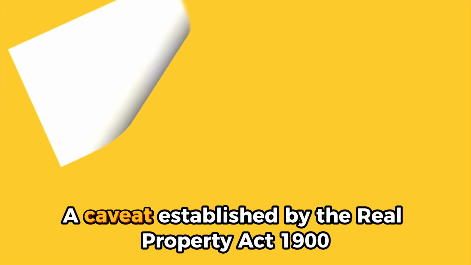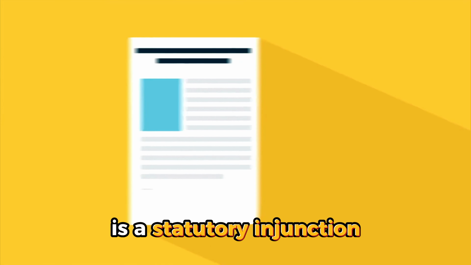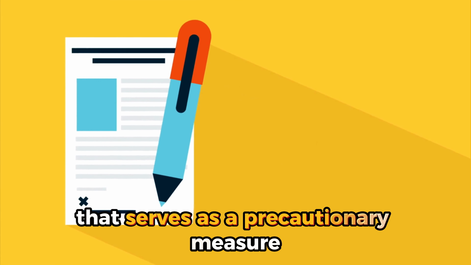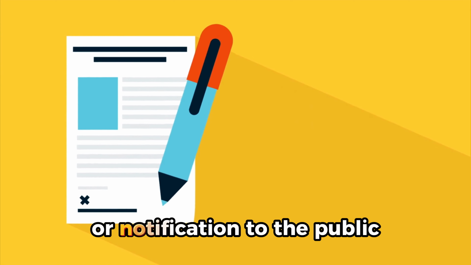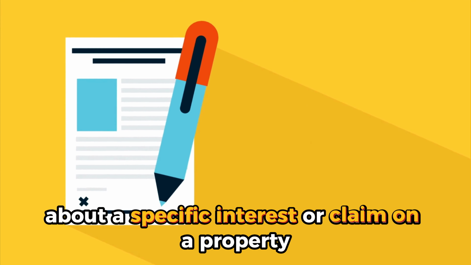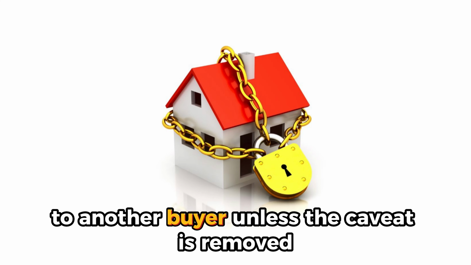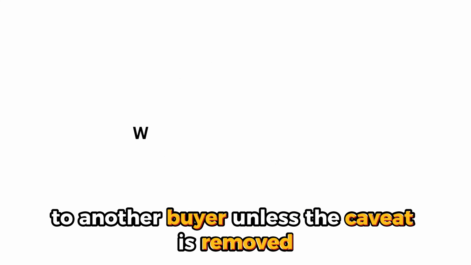A caveat, established by the Real Property Act 1900, is a statutory injunction that serves as a precautionary measure or notification to the public about a specific interest or claim on a property. It prevents the property from being sold to another buyer unless the caveat is removed.